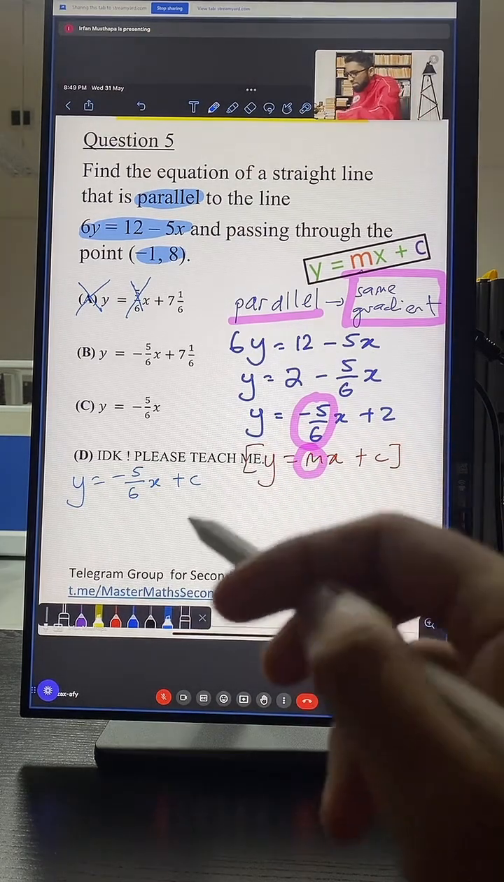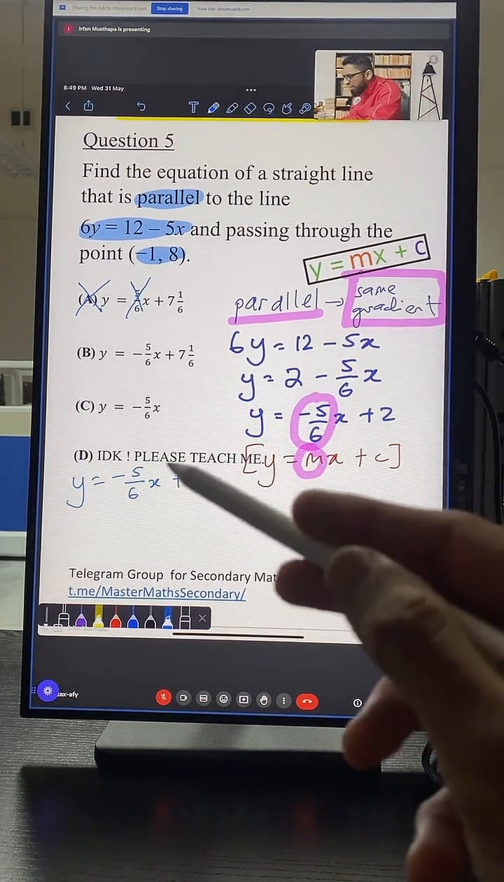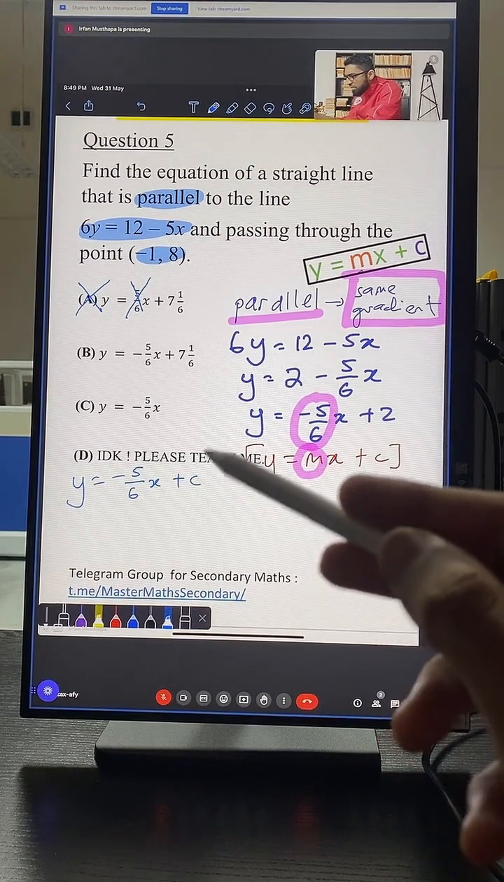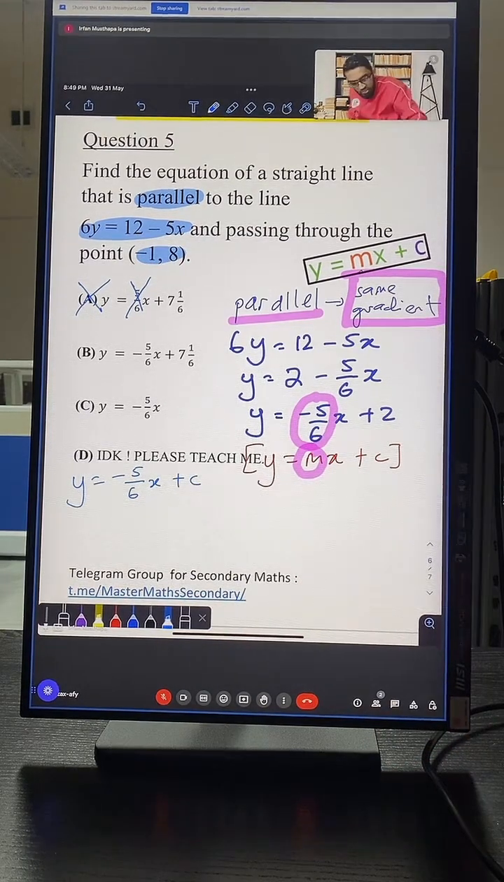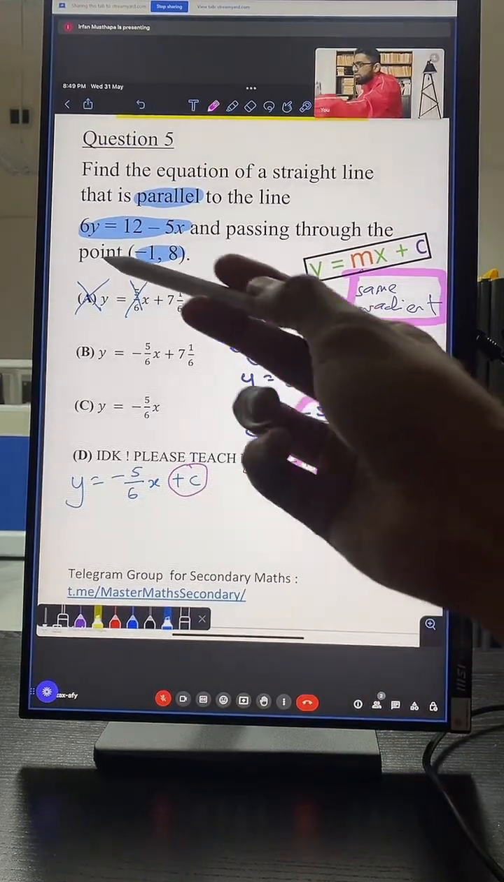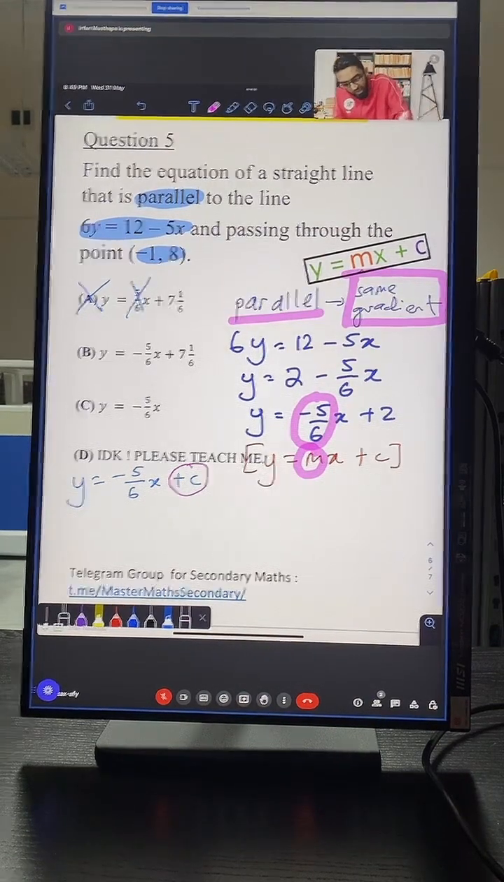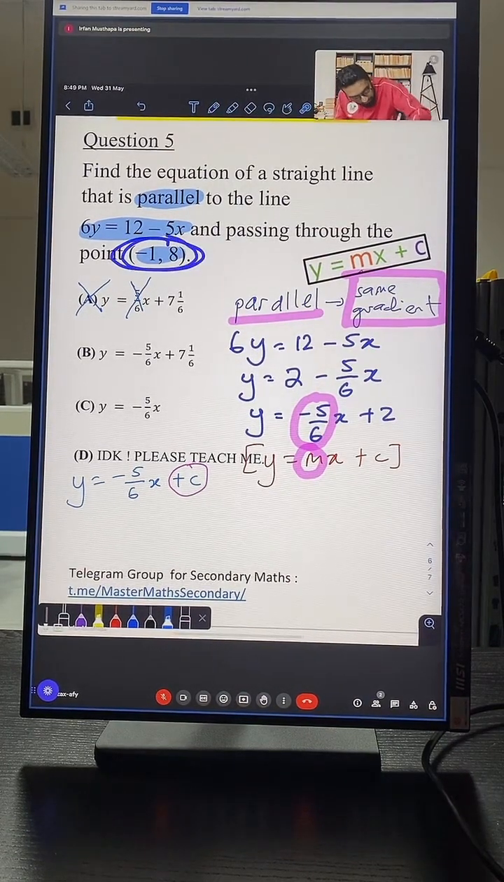If you chose D, it's okay because you didn't know how to do it. I'm here to help you guys out. How do I find the value of C? Very simple. Go back to the question. My friends, go back to the question. You have X and Y coordinates given to you at the top. Take your X and Y coordinate and pump it into your equation right here.